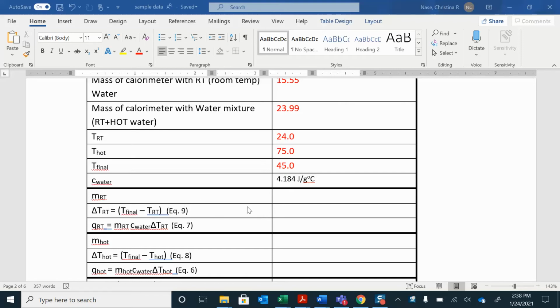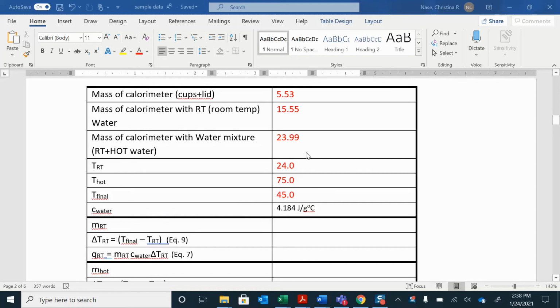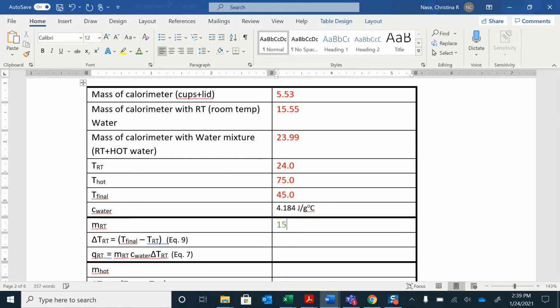So the first thing, mass of the MRT just means the mass of the room temperature water. So if you have mass of the calorimeter with room temperature water and you have the mass of the calorimeter empty, if you just subtract those two, you should get where you want to go. So I'm going to do 15.55 minus 5.53, and that should give you 10.02. Now, of course, your numbers might be a little bit different.